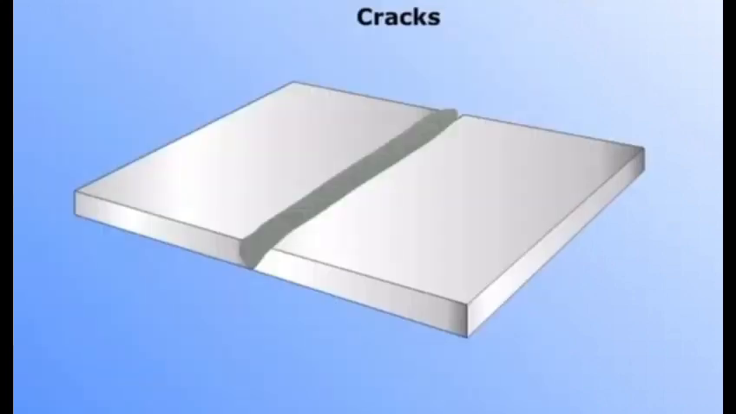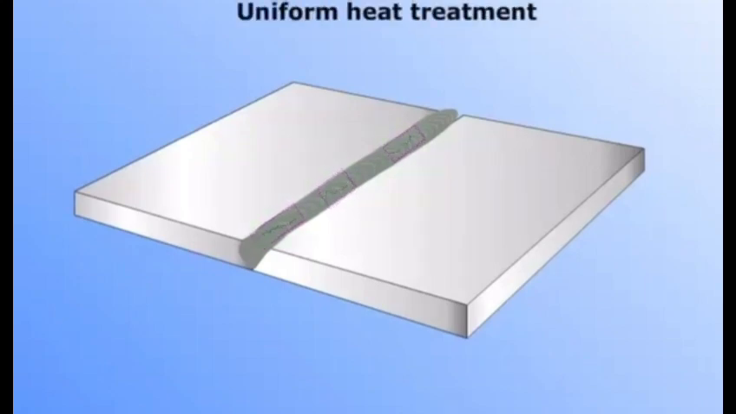Cracks generally occur due to excessive stresses or due to non-uniform heating and cooling of weld piece. To avoid such cracks, ensure uniform heat treatment and also avoid draught conditions.